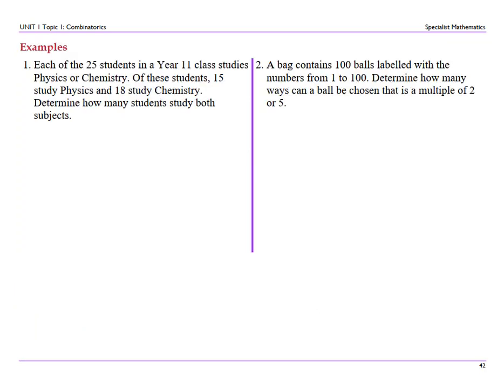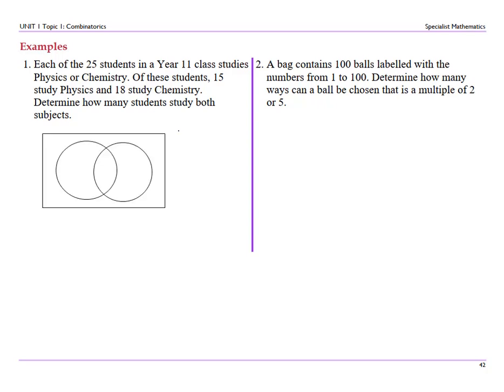So let's look at some examples. Each of the 25 students in a Year 11 class studies physics or chemistry. Of these students, 15 study physics and 18 study chemistry. Determine how many students study both subjects. So if I'm drawing a Venn diagram for this, let physics equal P and chemistry equal C. We know there are 25 students, so the number in both is 25.